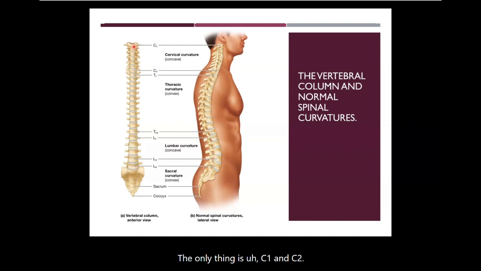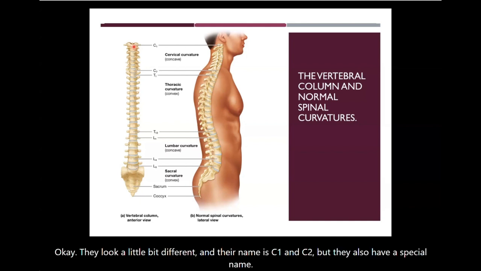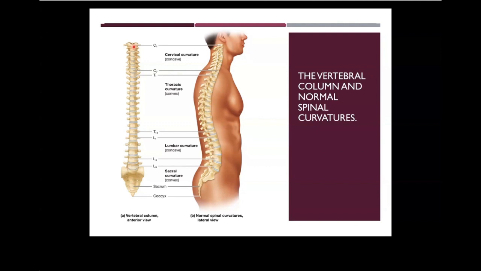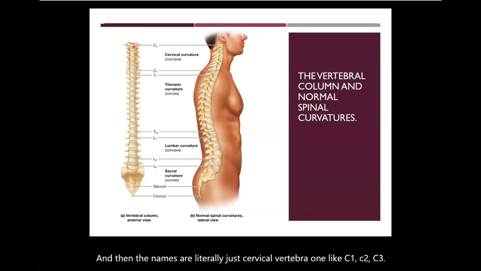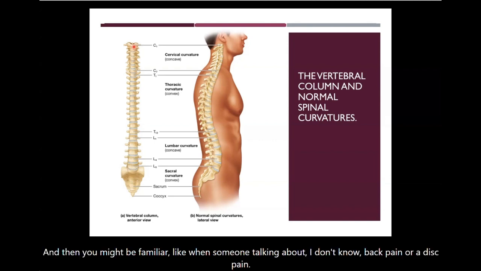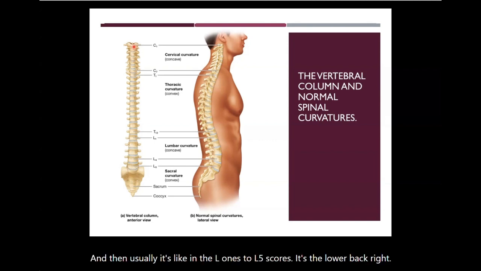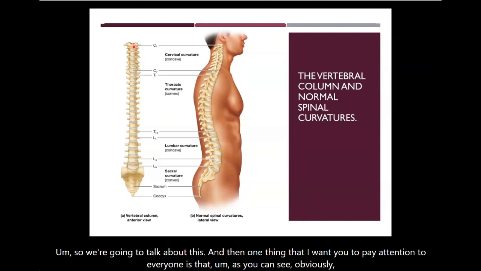And this is literally the names. The only thing is C1 and C2, okay, they look a little bit different, and their name is C1 and C2, but they also have a special name, Atlas and the Axis. But other than that, all the rest have a similar structure, and the names are literally just cervical vertebra 1, like C1, C2, C3. And you might be familiar, when someone's talking about back pain or a disc pain, usually it's in the L1s to L5s because it's the lower back, right? The lumbar region, right? So we're going to talk about this.